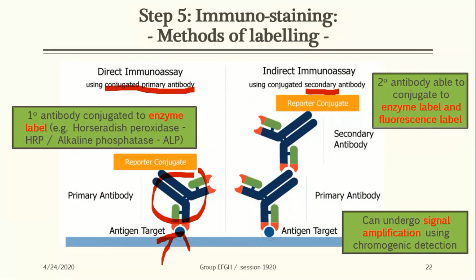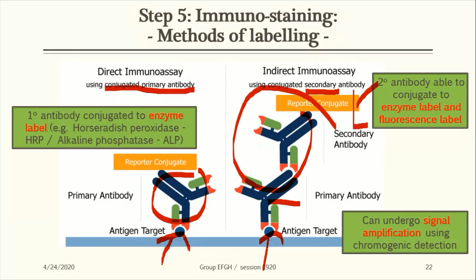And the indirect immunoassay requires two steps. The primary antibody, which does not have any enzymes or any conjugated labeling, will first bind to the target antigen, and next the secondary antibody, which is conjugated with enzymes or other substances, will bind to the primary antibody.